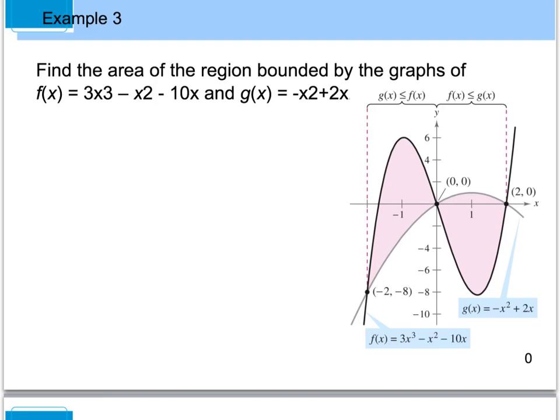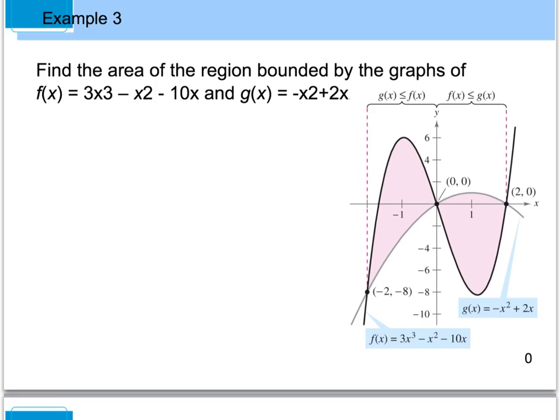Now sometimes we run into the case where two curves are going to intersect more than once. If that's the case, then what we need to do is, 1, find all the points of intersection, and then 2, determine which curve is going to be above on each interval, because that's going to matter in the order in which we have to subtract.